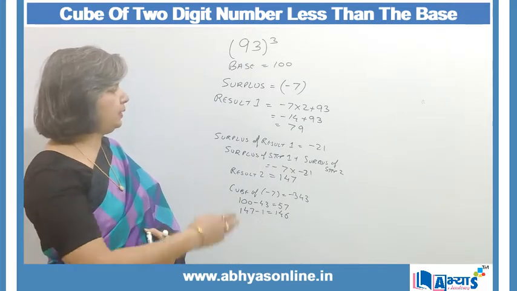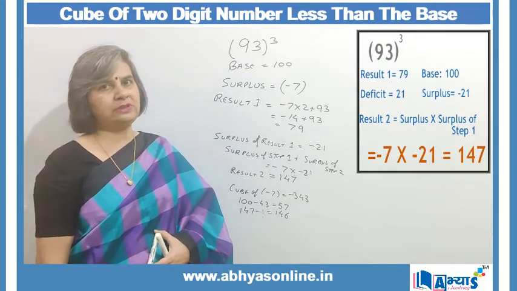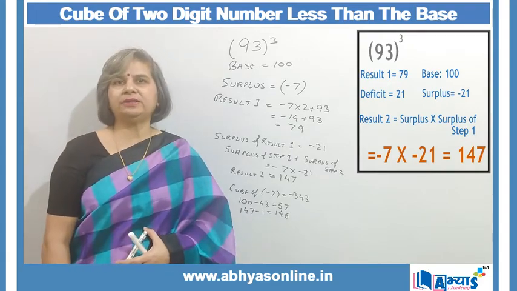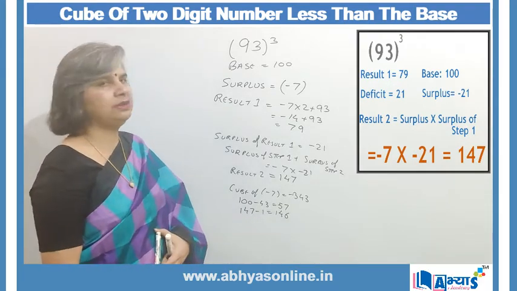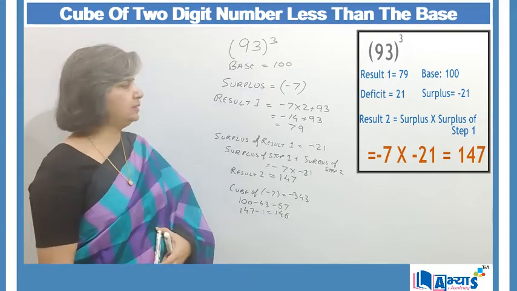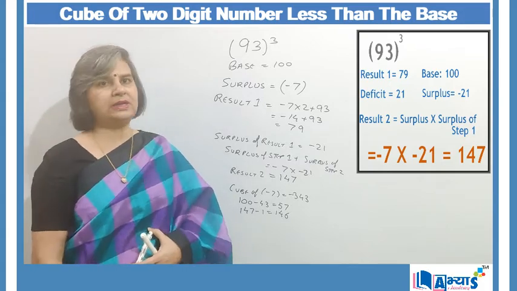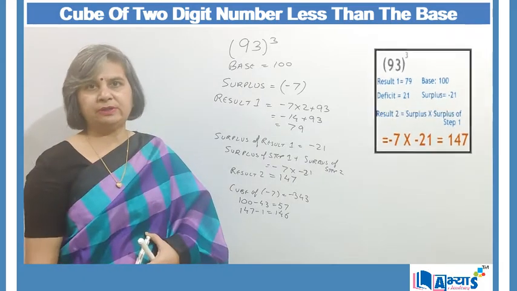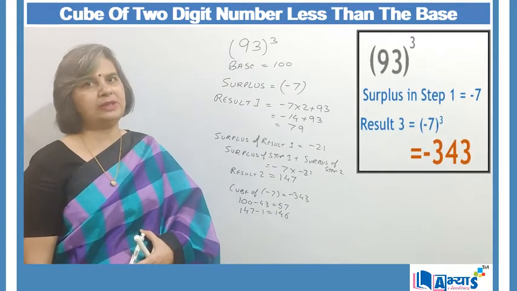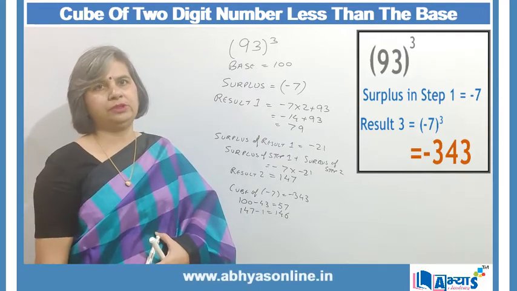In the next step, I have found the surplus of result 1. That means the surplus for 79 is minus 21, because whenever we add minus 21 to 100, we will get 79. In this step, we will multiply the two surplus, that is minus 7 and minus 21, and I get 147. Now the result 2 is 147. In step 3, I will find the cube of the surplus of step 1, that is minus 7, and the cube of minus 7 is minus 343.